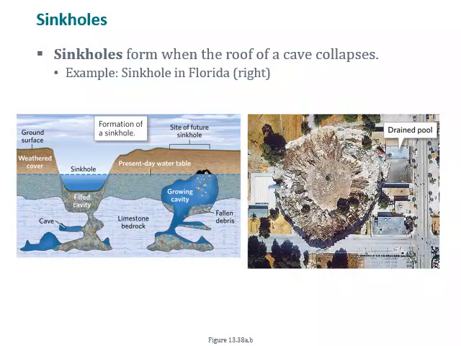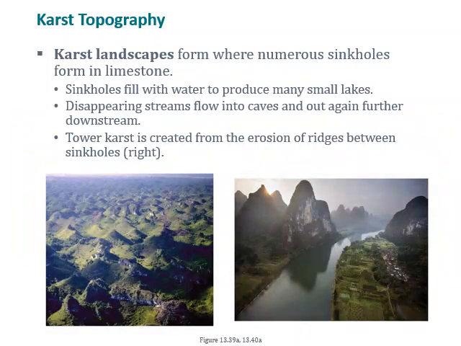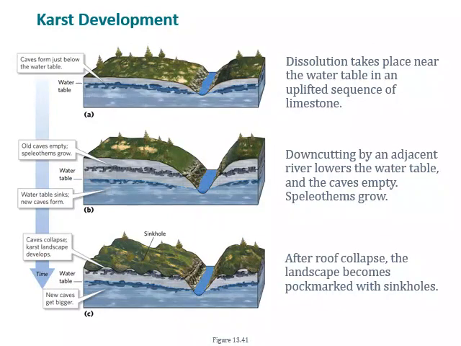Karst landscapes form when numerous sinkholes and springs form from dissolution of limestone. Sinkholes fill with water, producing many small lakes. There are also disappearing streams that flow into caves and out again further downstream. Tower karst is created from the erosion of ridges between sinkholes. Here are some more figures of karst development, where dissolution takes place over large geographic areas as a result of changes in the water table.